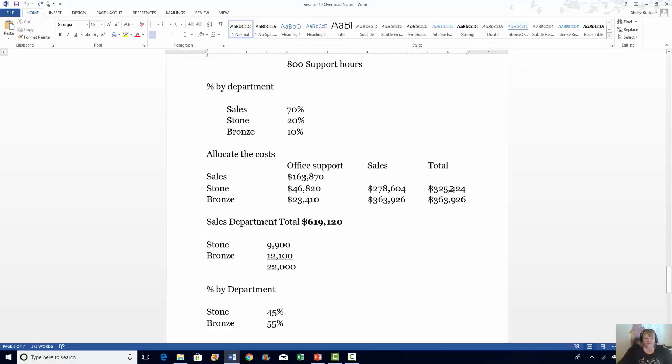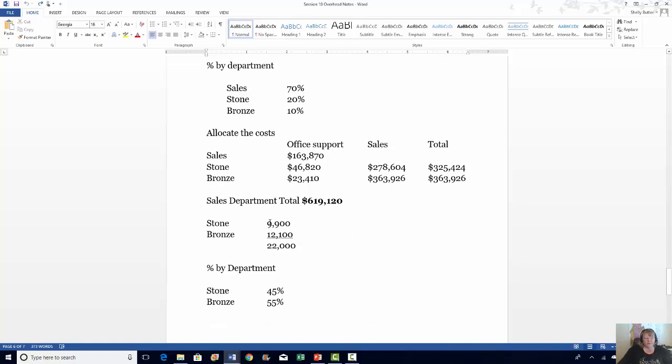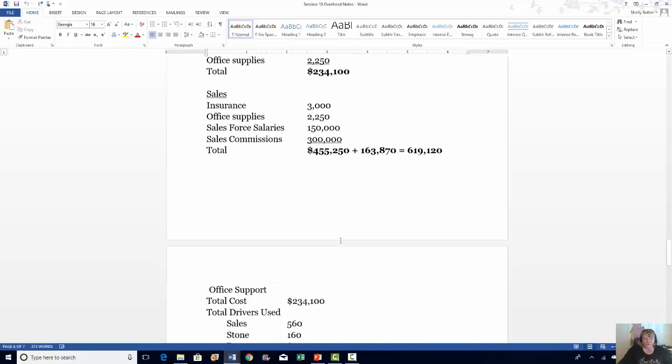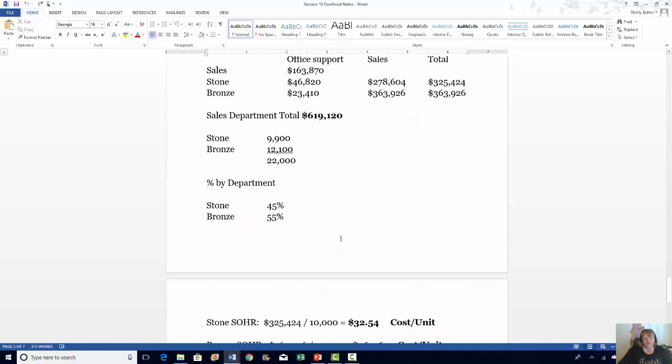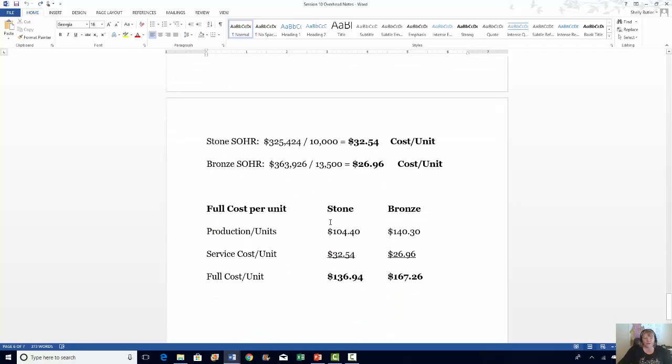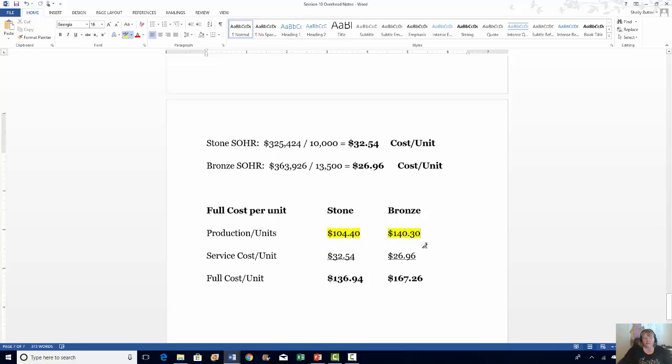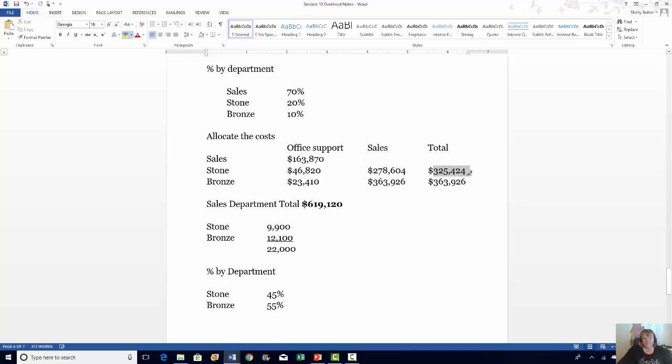This is the total allocated cost for S&A for the stone and the bronze. These are what we sold, and the cost, the total cost, not the full cost, the total cost is going to be on this last page also, I believe. Yes, the total costs are right here, 104.40 and the 104. And I wish I could just, oh, I know what I can do. I can highlight that. Oh, that was so simple. Too simple.